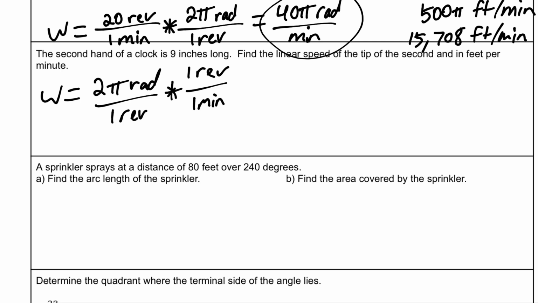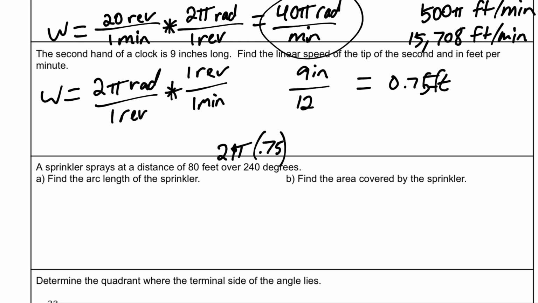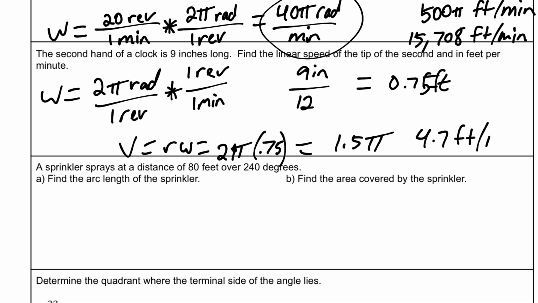Well, they want the answer in feet per minute, so I'm going to take that 9 inches and divide it by 12, and this gives me 0.75 feet for my radius. So if I plug that in, I have 2π times 0.75, and that's V is equal to Rω. That's what I did there. And that gives me 1.5π, or 4.7 feet per minute. Clocks revolve once per minute, so it simplifies things a little bit, doesn't it?